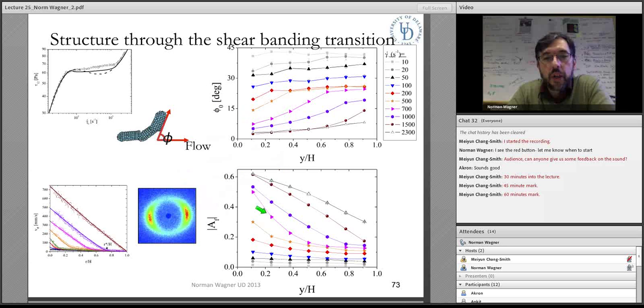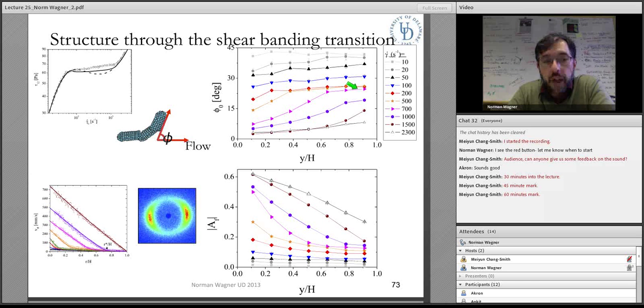Just focus on 700 reciprocal seconds, which is right here in the middle of the plateau. That is the purple curve here, okay? And you can see again near the rotating inner cylinder, the angle is very close to 0, which means that the segments are aligned with the flow direction. And near the outer cylinder, the segments are not aligned very much with the flow direction.